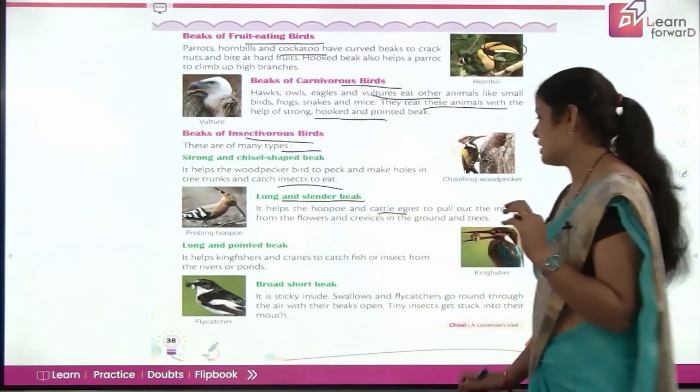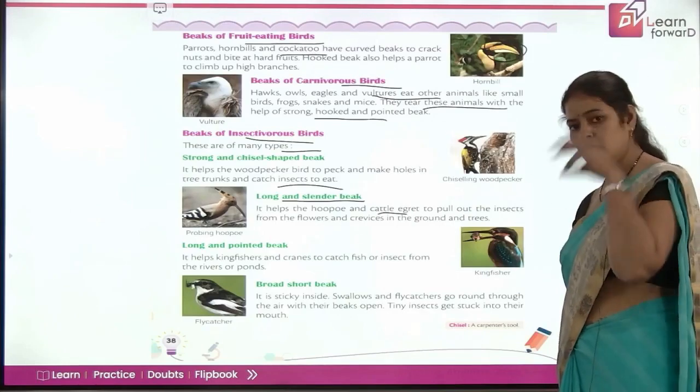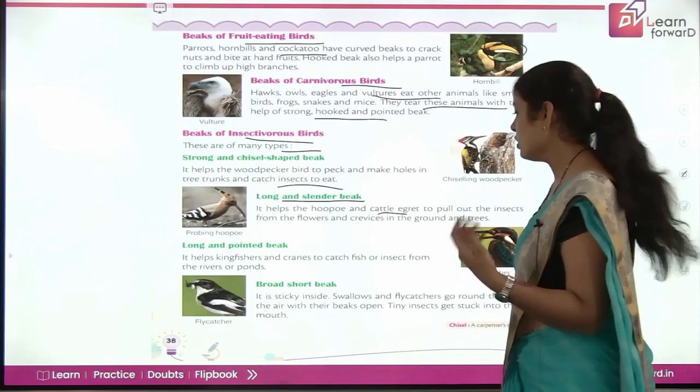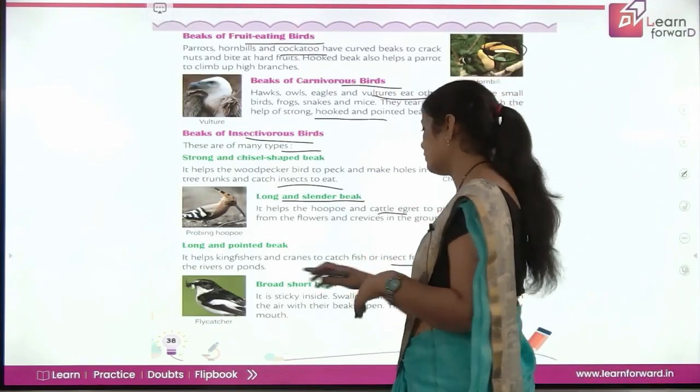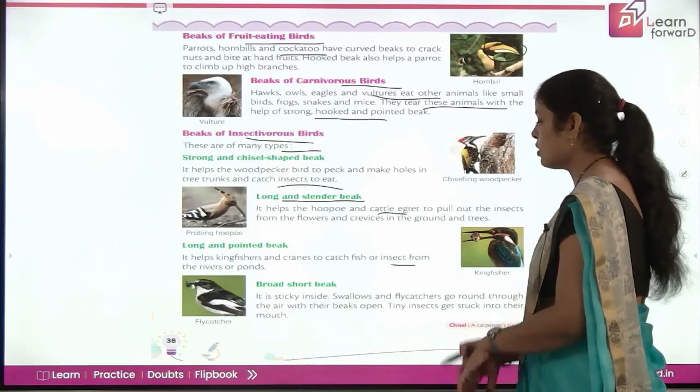Next is the kingfisher. They have a long and pointed beak. They just dip their beak inside the water to catch all the fishes and insects from the rivers and ponds, meaning water.